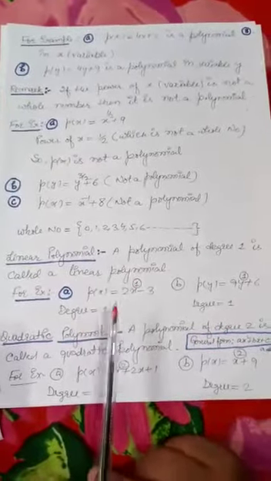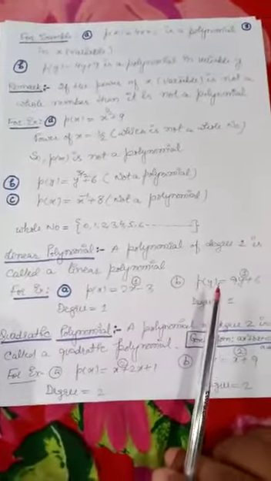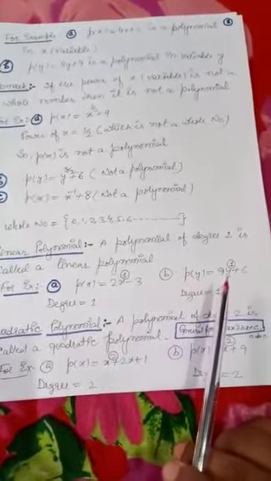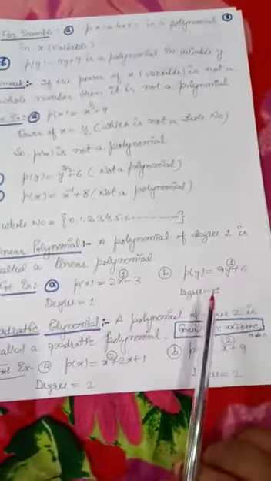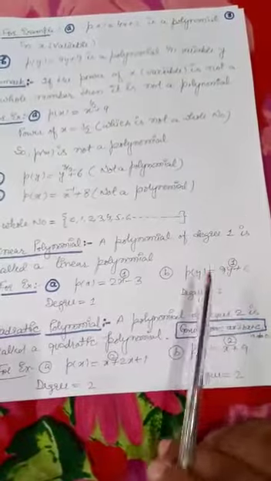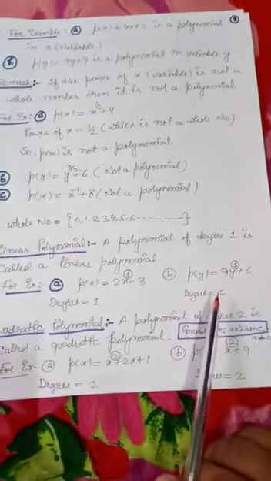so the degree is 1, so it is a linear polynomial. Now another example, p(y) is equals to 9y raised to power 1 plus 6, here the highest power of y is 1, so the degree is 1, so it is also a linear polynomial.